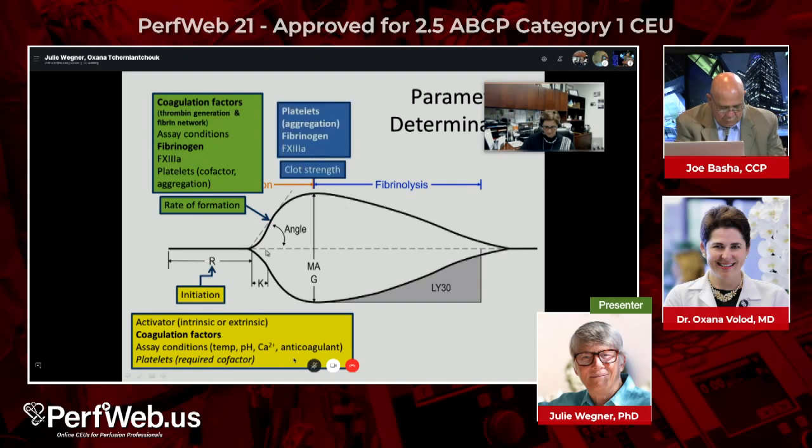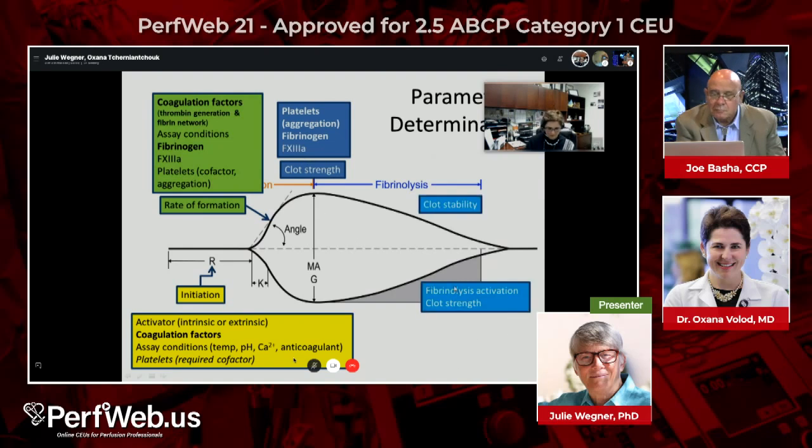Finally, we get to clot strength, your MA, mainly associated with platelet function and number due to the aggregation of those platelets. But again, for platelets to aggregate, you have to have fibrinogen. And again, factor 13A, because everything is held together with the fiber network. And then finally, clot stability, the fibrinolysis activation, which would be your plasmin levels. And then clot strength or structure to a certain extent will also influence your vulnerability to fibrinolysis.